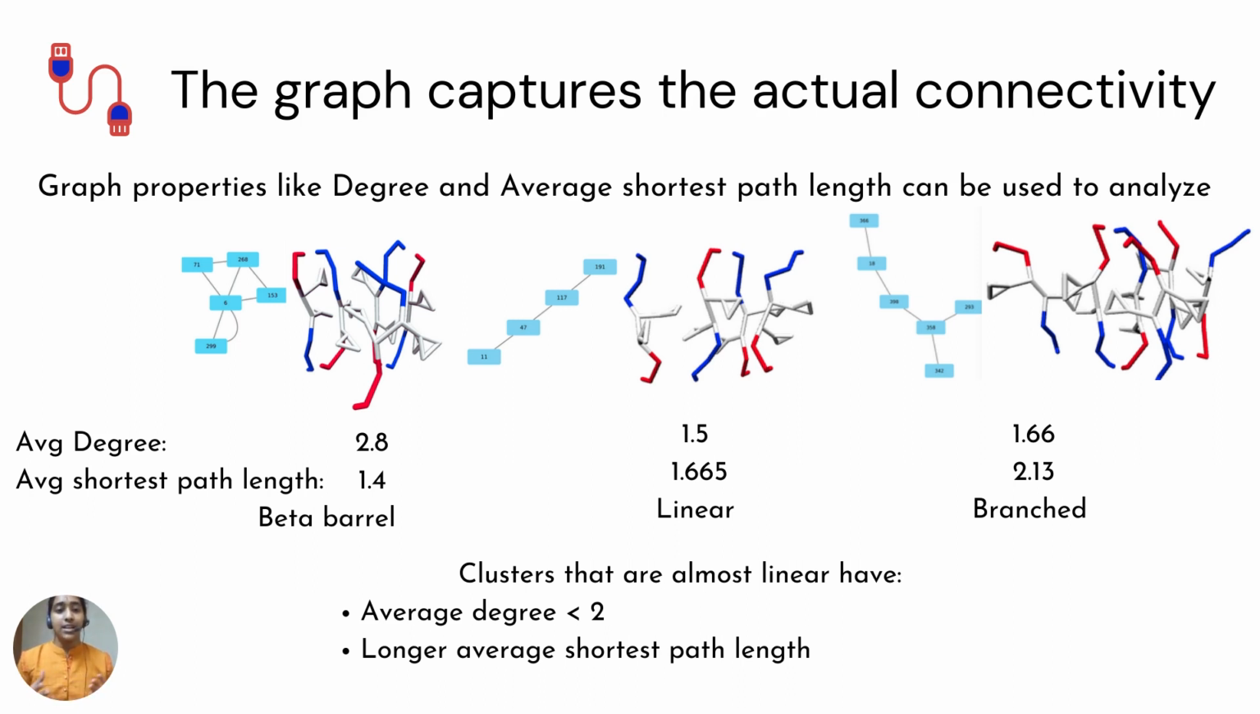And now, using graph properties like degree and average shortest path length, we could classify these locally ordered segments into beta barrel, linear, or branched geometries. With the knowledge of the orientation of these segments, we can now go on to elucidate the molecular pathway and eventually find drugs that can target and cure Alzheimer's disease.